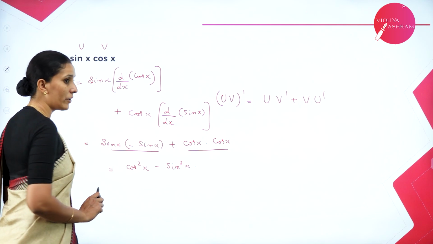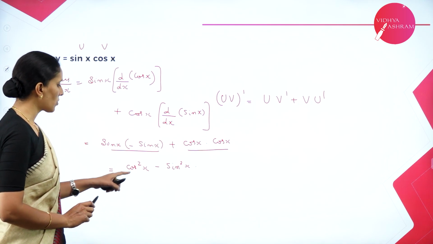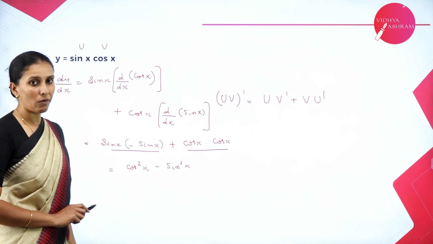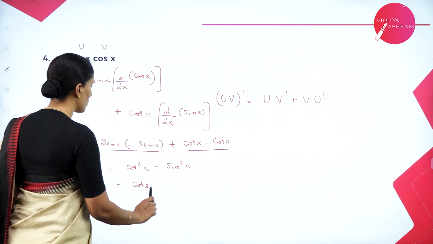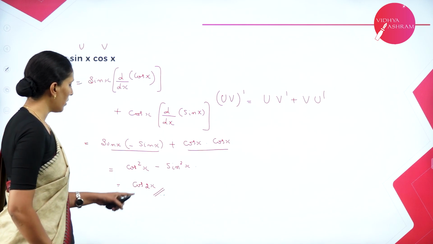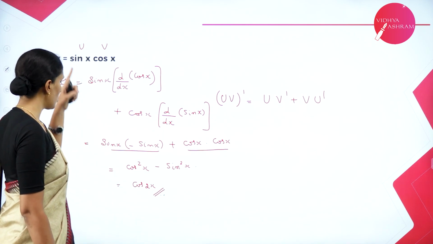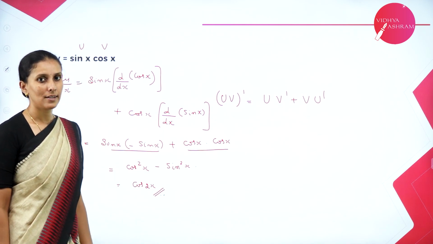So, from the trigonometric identity, the term cos square x minus sin square x is equal to cos 2x. So, instead of this, we can write it as cos 2x. So, therefore, the derivative of this function is cos 2x.